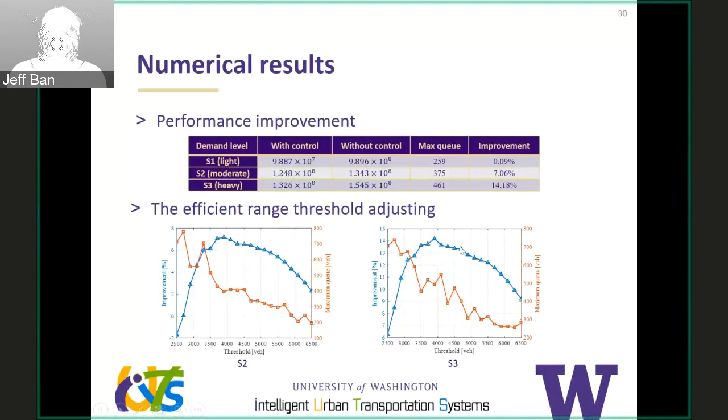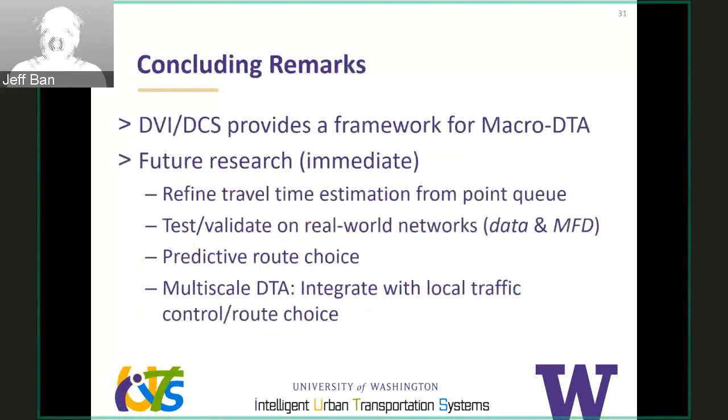So you have this trade-off, and we pick around 4,000. Not that we have 4,000 for both: 4,000 for the number of vehicles as a threshold for the MFD, and also 4,000 as a meter rate to the region. It's just a coincidence that they're the same, but they have different meanings, right? So that sort of concludes my presentation.